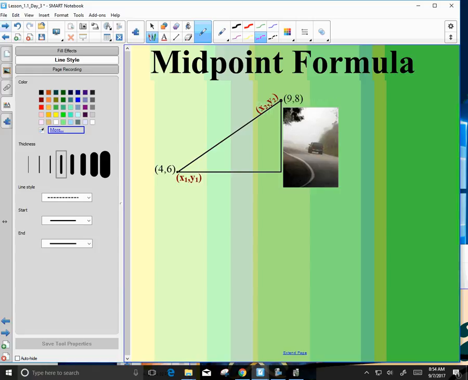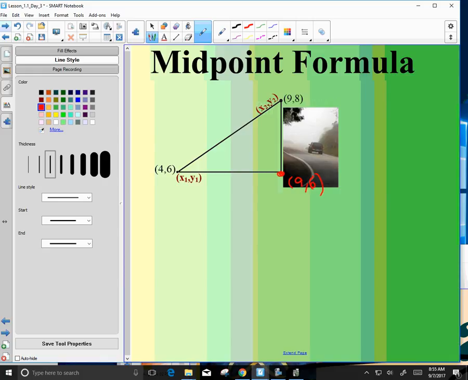Last one, midpoint formula. Midpoint formula is just as easy. You've got 4, 6, 9, 8. What would this point here be? How far over would it be? If this is 4, 6, and this is 9, 8, what would this point be? Over 9, up 6. Good.